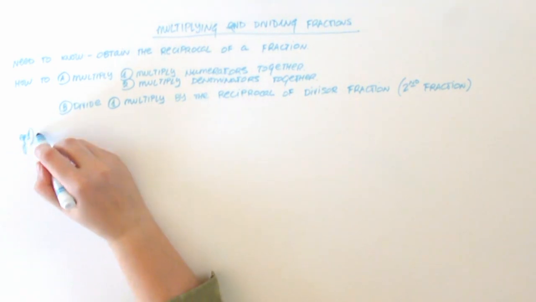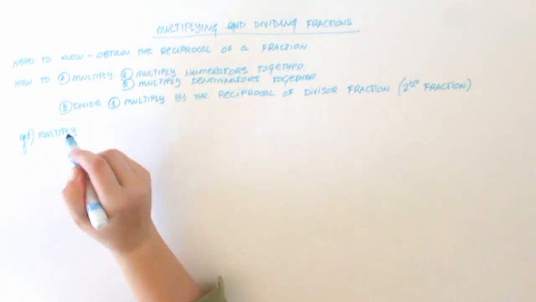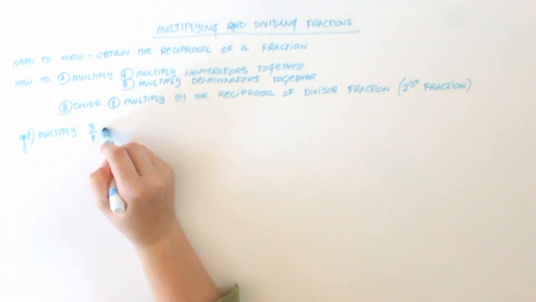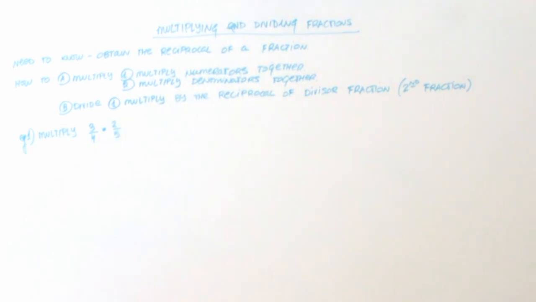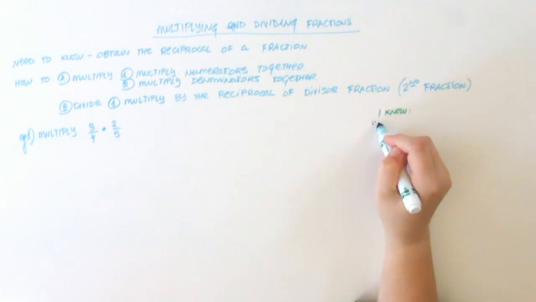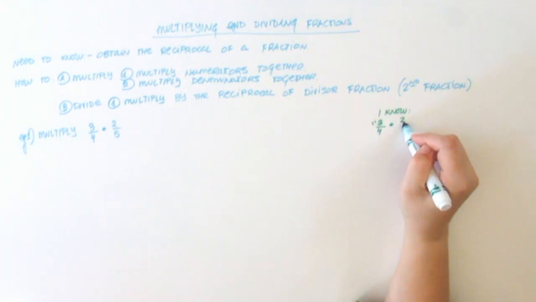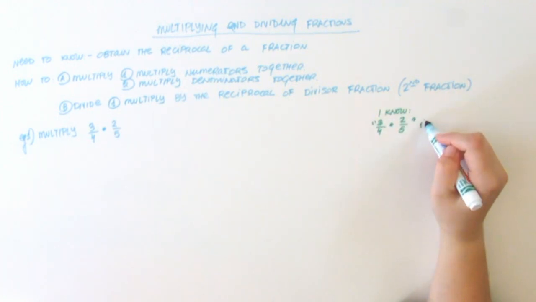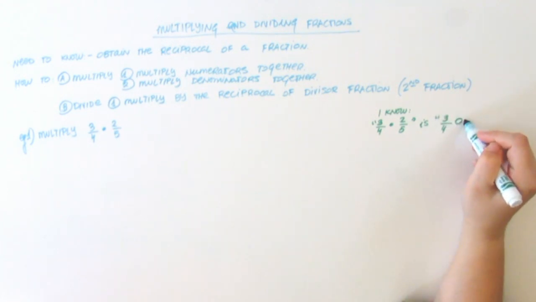Let's see that in an example. Here they ask me to multiply these two fractions, and remember I know that 3/4 times 2/5 is the same as 3/4 of 2/5, so the result is going to be a smaller portion than the original.